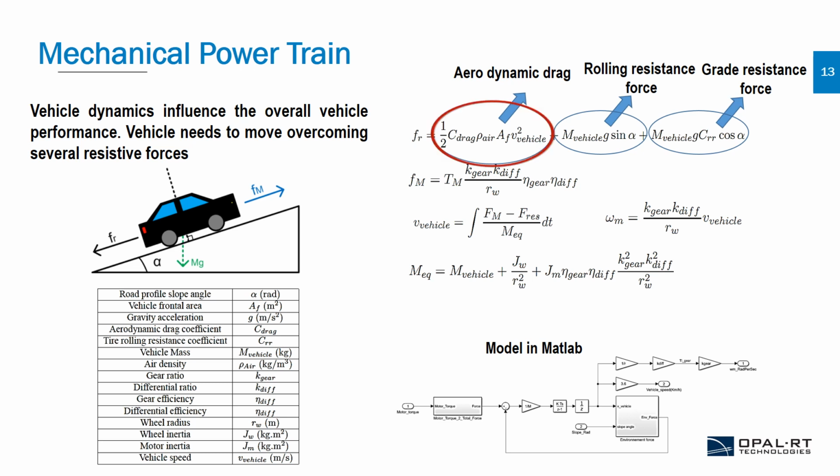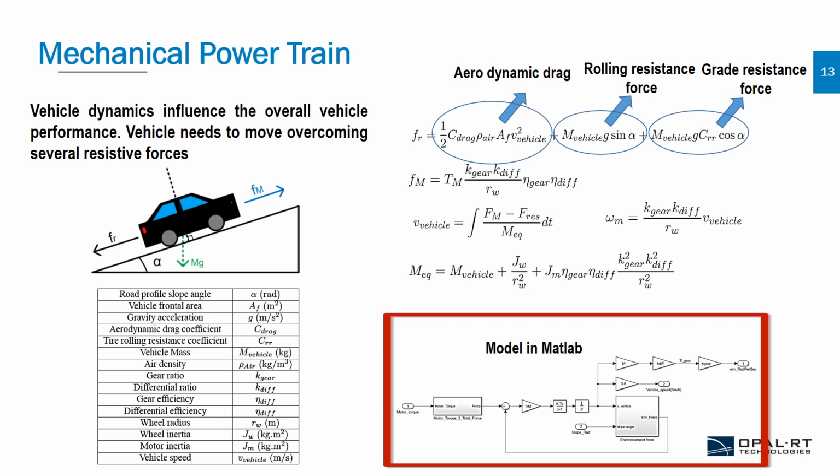The first is the aerodynamic drag represented by Fr. The second is the rolling resistance, and the third is the grade resistance when we are moving uphill. So the modeling of a powertrain is given by these set of equations, and accordingly based on these equations a MATLAB model was developed which is shown below.